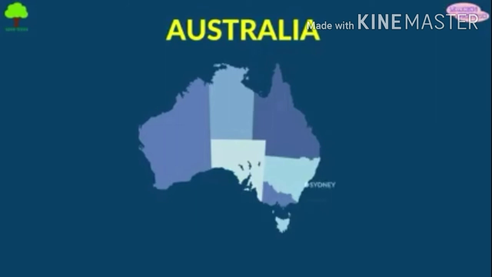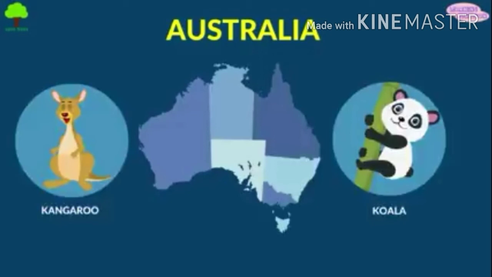Some important facts of Australia. The term Oceania is given to the island nations found in this region, namely Australia, New Zealand and other islands in the Pacific Ocean. The world's largest coral reef is the Great Barrier Reef. What is the world's largest coral reef? The Great Barrier Reef. Where is it located? In Australia.